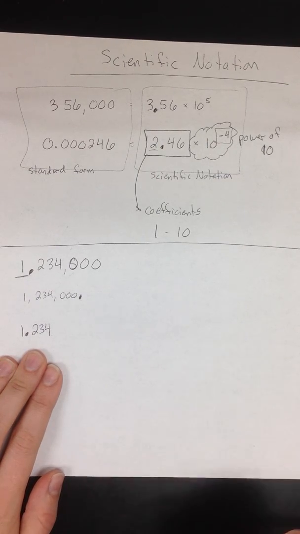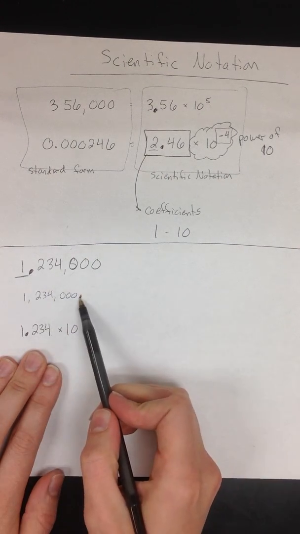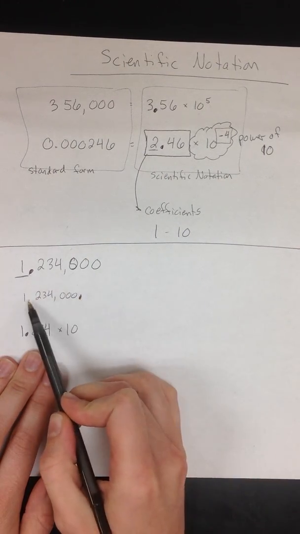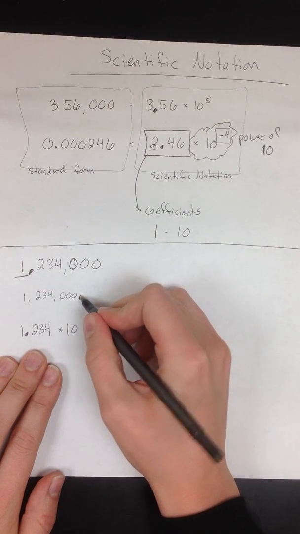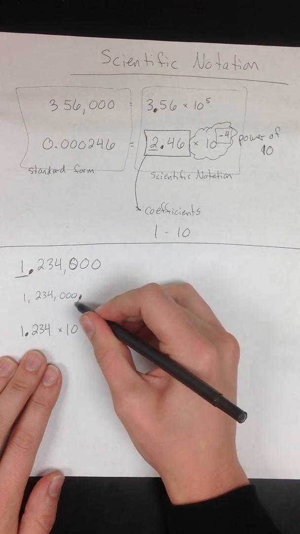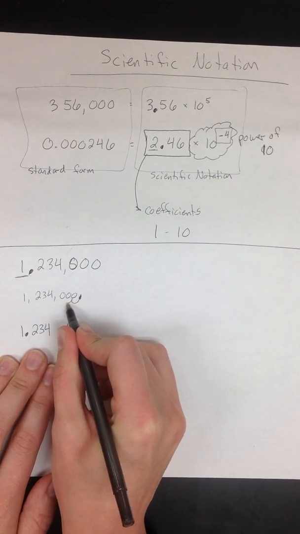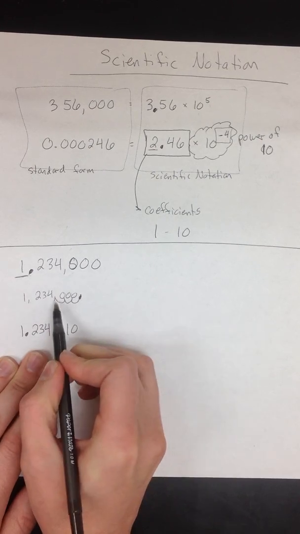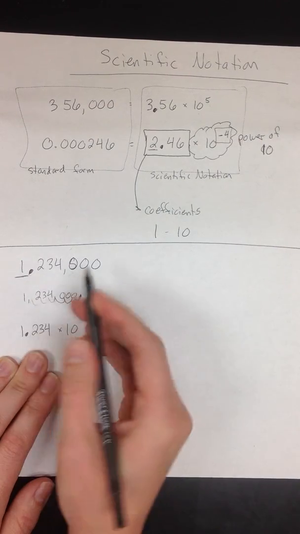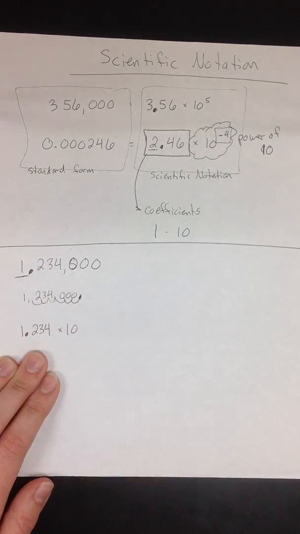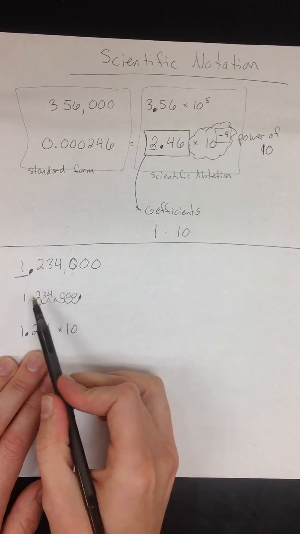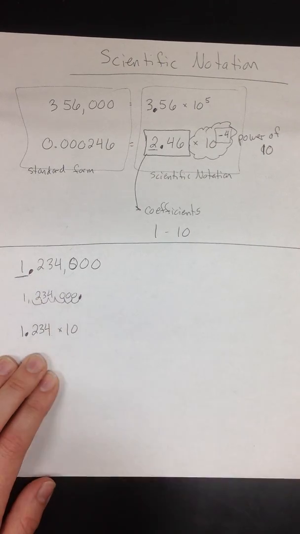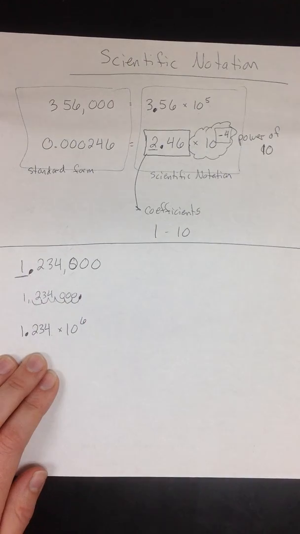Now I need to figure out my power of 10. So right now, my decimal is at the end of my number. I want it to end up after my first digit, so I'm going to count the places that are between those two decimal locations. So that would be 1 space, 2, 3, 4, 5, 6. I have to move my decimal 6 times in order to get it from its current location to where I want it. So I'm going to write that as times 10 to the 6th.